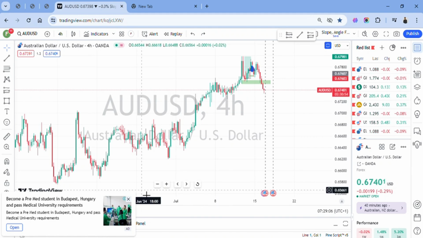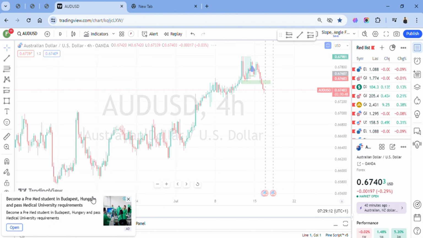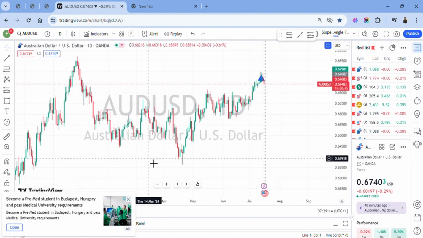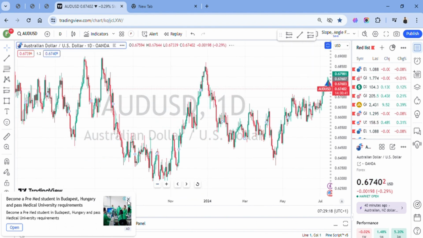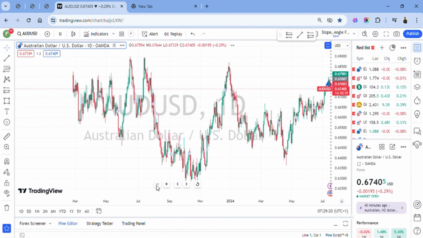Chart analysis. Today we're looking at Australian US dollars. To make our chart analysis, firstly let's have a higher time frame perspective. Looking at it on a higher time frame, we want to find out what the market direction is. To determine the market direction here, very simple.